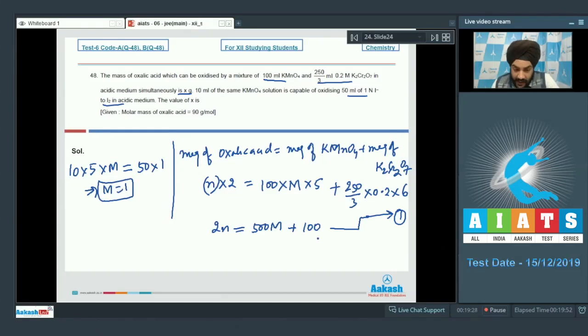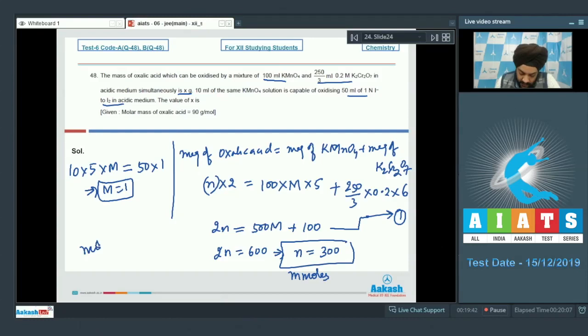So if we put the value of M over here in the first expression, students, we're going to have the value of 2N equal to 600. This must mean that the value of N is equal to 300. Now, students, we had assumed N as the millimoles. So this must mean that the moles of oxalic acid should be equal to 0.3.